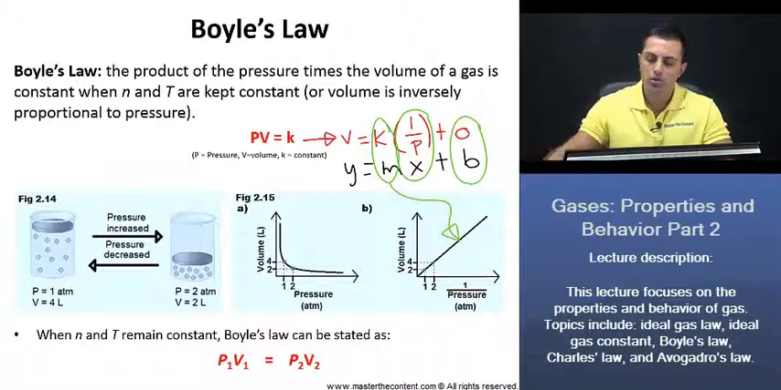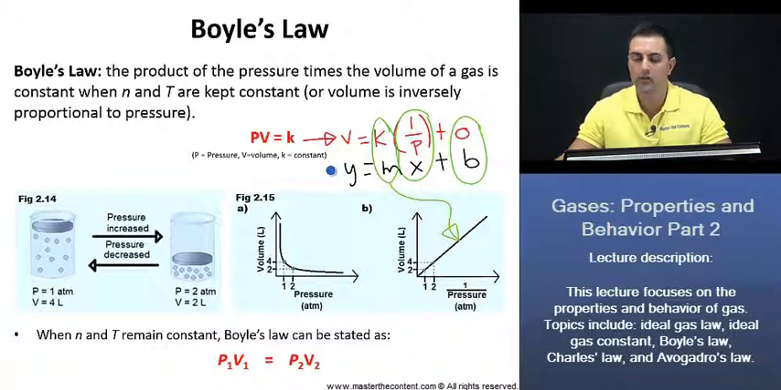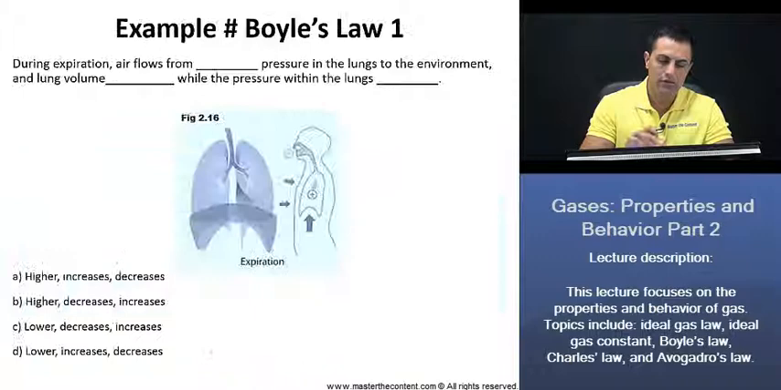Now, should you require further review on the slope-intercept form, we covered it quite extensively in the temperature lecture. It'd be a good time for you to pause and visit that lecture now. But for the rest of us, let's continue on. Looking at our last point, when the quantity of gas and temperature remain constant, Boyle's law can be stated as follows. And this equation is very helpful when you're working with various types of problems related to Boyle's law. Great, let's move on now to our next slide.